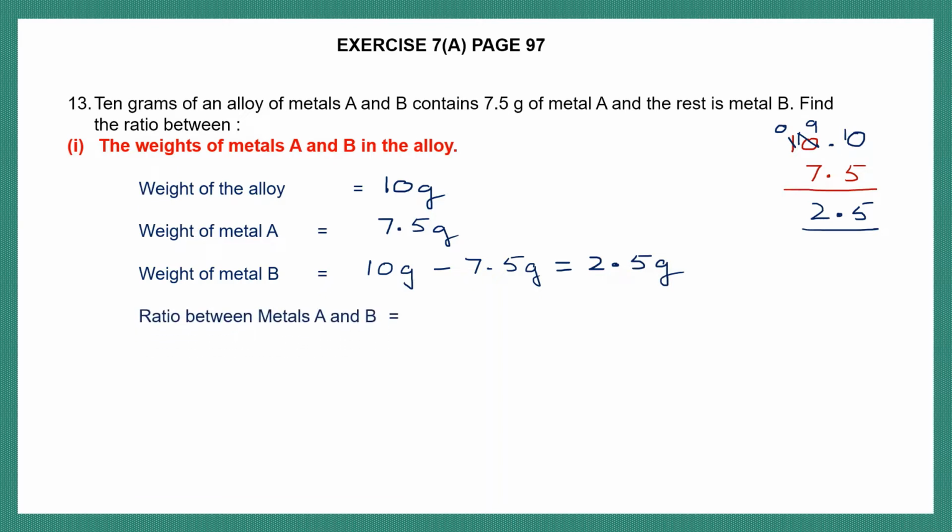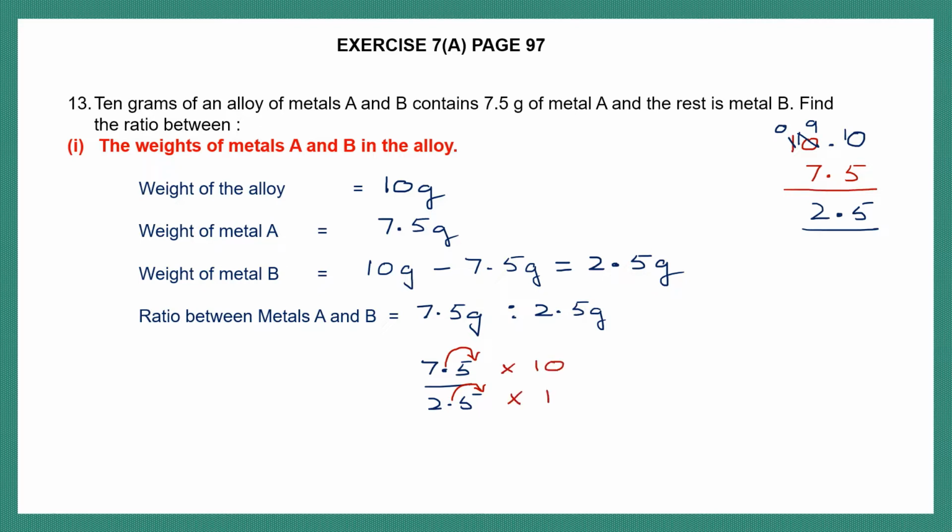Now we have been asked to find the ratio between metals A and B. So what is the weight of metal A? 7.5 grams and metal B is 2.5 grams. So to find the ratio, first we put them in the fraction form. Now since both are decimals, we are going to change them to whole numbers. We can change them to whole numbers only if we move the point to the right by one place. And we can move them to the right only when we multiply by 10.